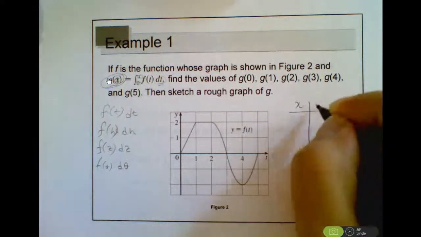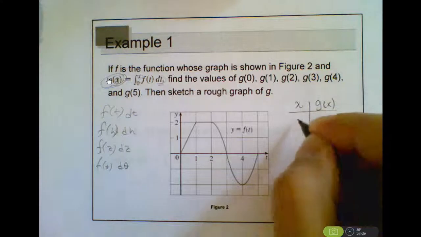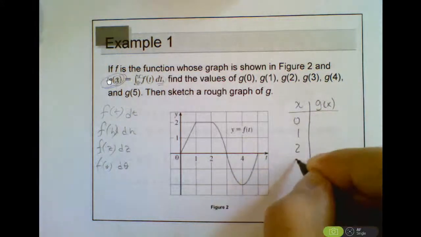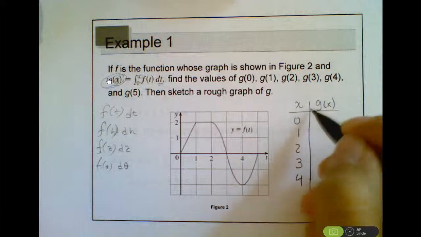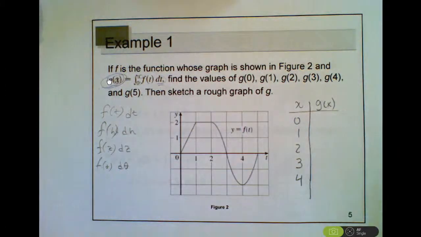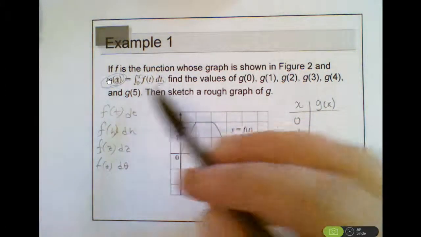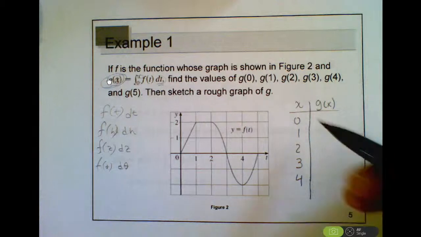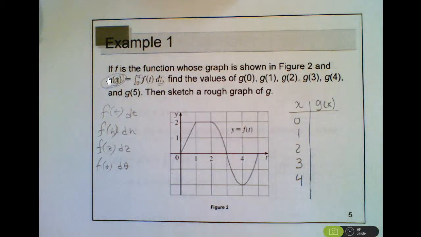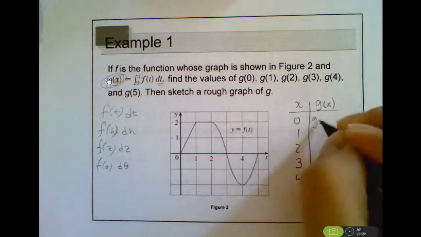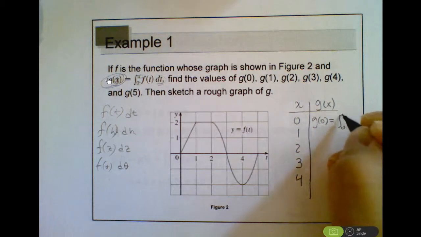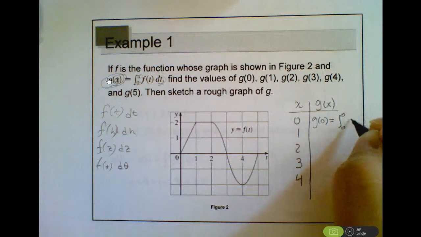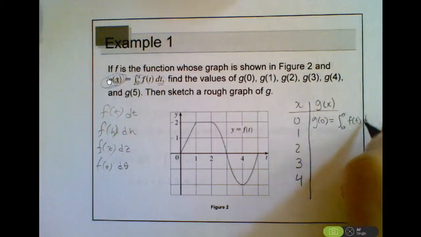So these are the x's, these are g of x, and I have 0, 1, 2, 3, and 4, because I'm trying to sketch the shape of a function that I really don't know how it behaves, and I really don't have an equation to plot. So table of values is the most elementary way of doing so. So let's find what g of 0 is. G of 0 is the integral from 0 to, since this is where the x goes, I have to put 0 here, of f of t dt.